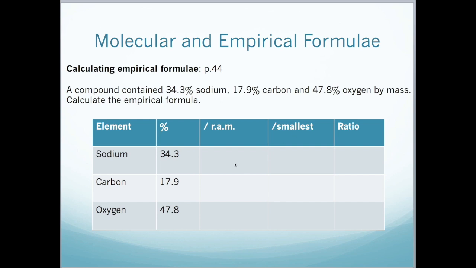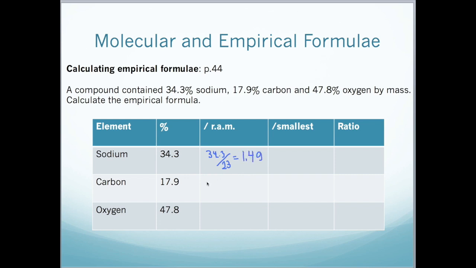The next stage is to divide the percentage by the relative atomic mass, which, as I said, we can get from the periodic table. So for sodium, we divide 34.3, and we look at the periodic table for group 1 for sodium, and we get told that it is 23. So once we divide that, we get 1.49.